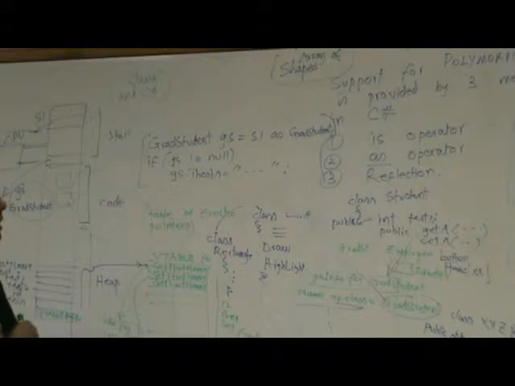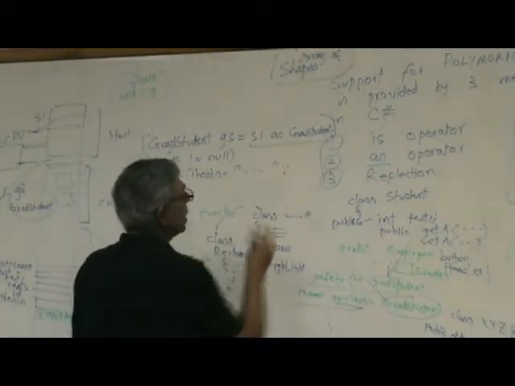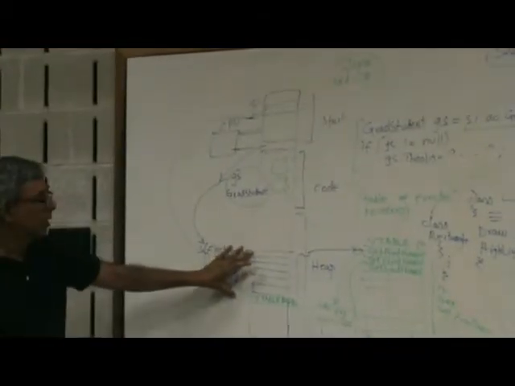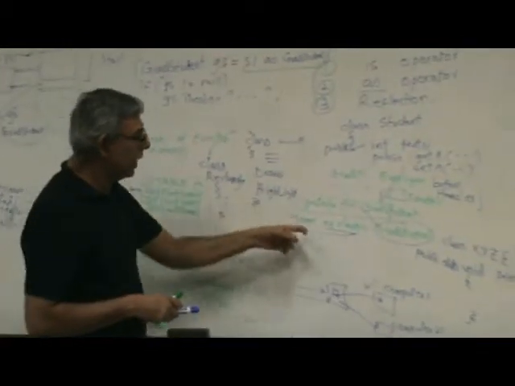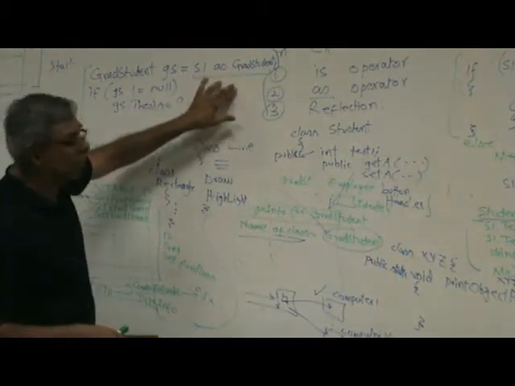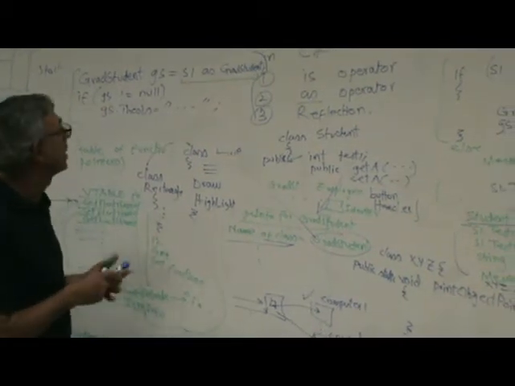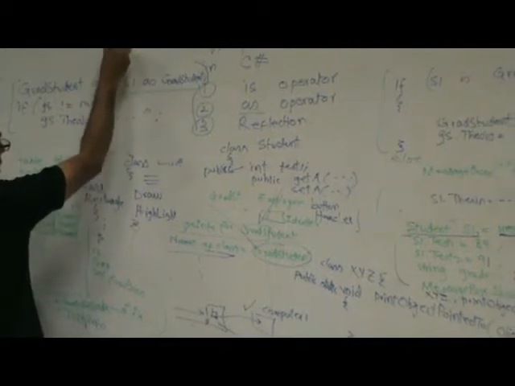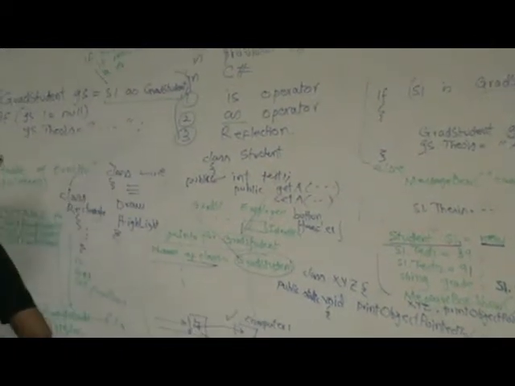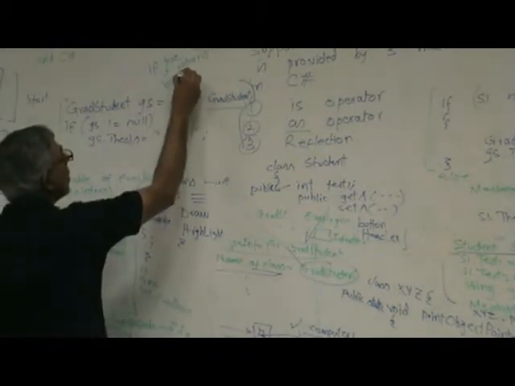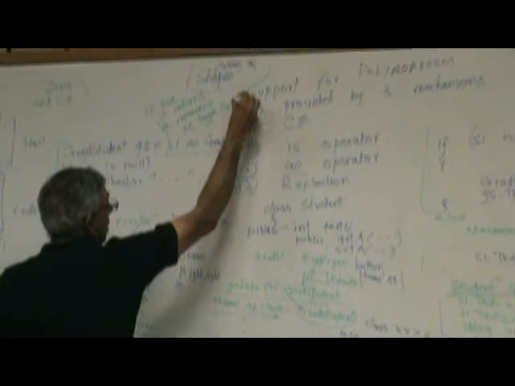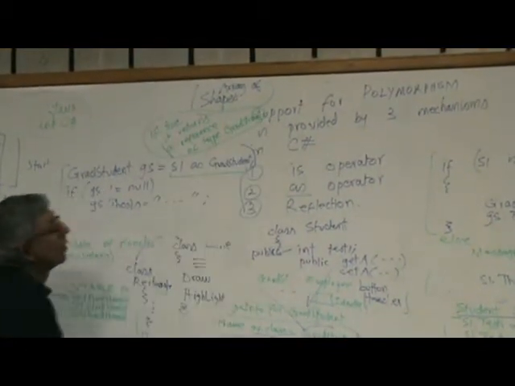Okay, so let me explain what it means. This statement S1 as grad student. So again, what will it do? It will basically start with S1, go to the V table, go to the type info, and again check if the name of the class is grad student. So it does the same thing as the is operator. So this part is 100% identical. With one difference over here, if it is correct, if true, it returns a reference of type grad student.